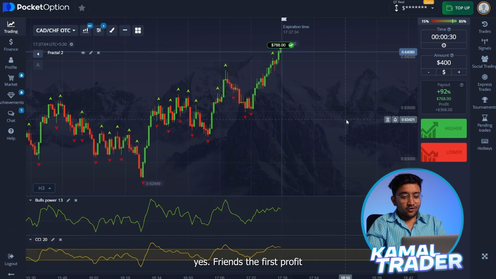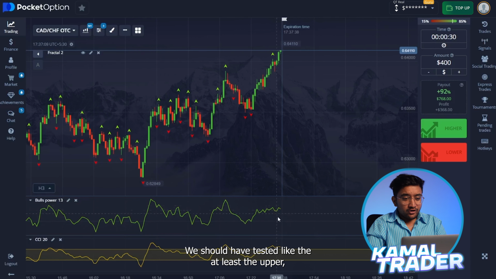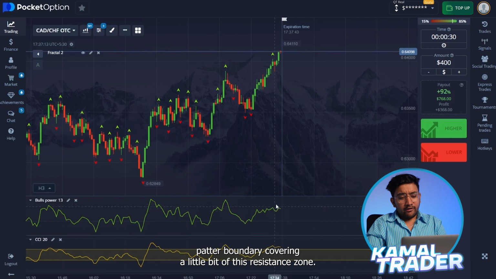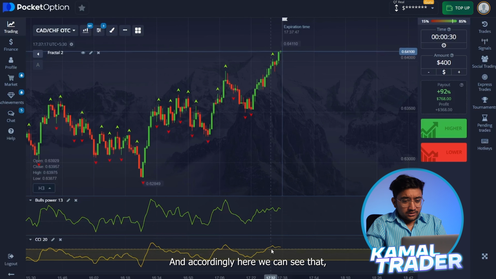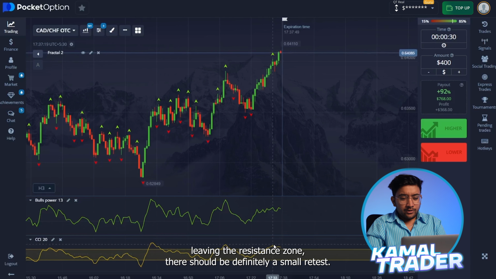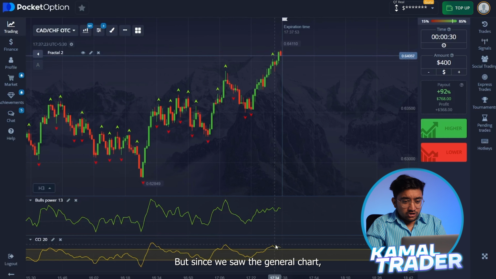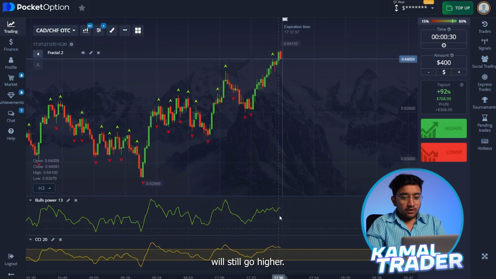Yes friends, the first profit. We see that our indicators work amazingly. For Bulls Power, we should have tested at least the upper boundary, covering a little bit of this resistance zone, and accordingly here we can see that leaving the resistance zone there should definitely be a small retest. But since we saw the general chart, an upward movement, accordingly most likely it will still go higher.